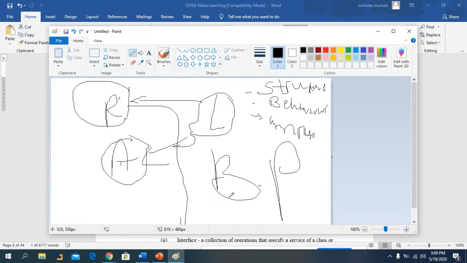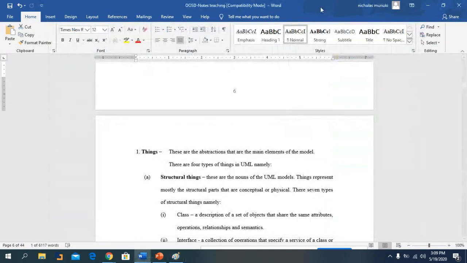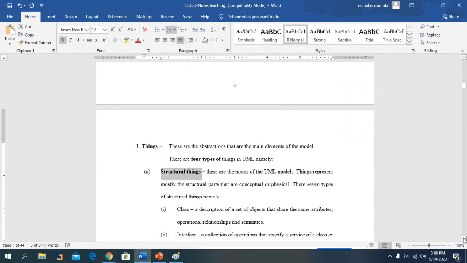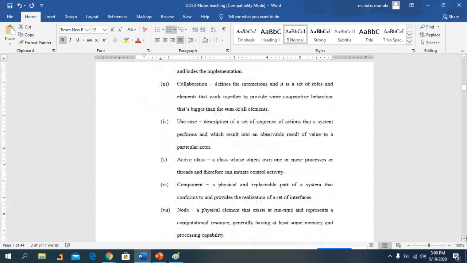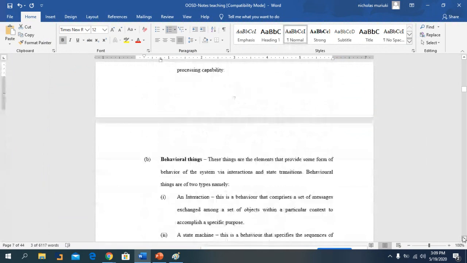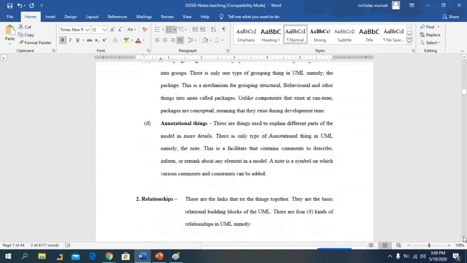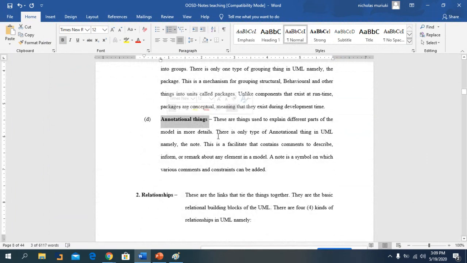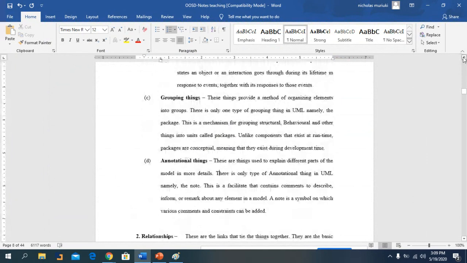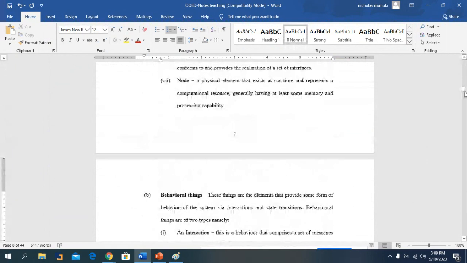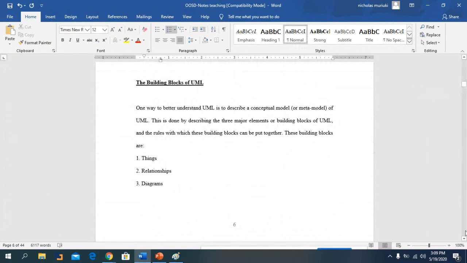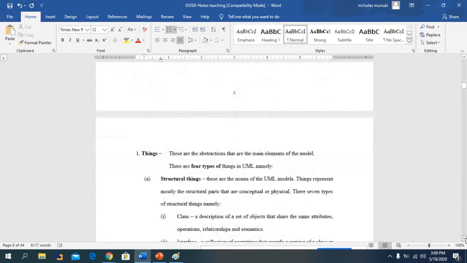So that's why we say a thing, being an abstraction or a presentation of how the system is, is always composed of 4 types. One of them we have talked about: the structural thing, then the behavioral thing, the grouping thing, and the annotational thing. Those are the main things that abstract the system. And for those things, we must understand which are the structural things we have.